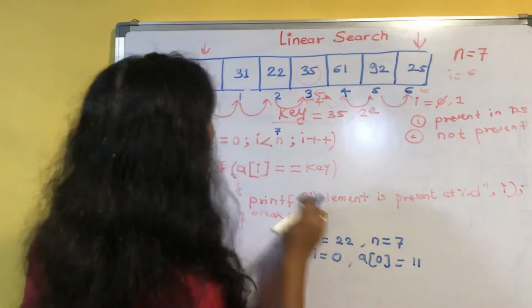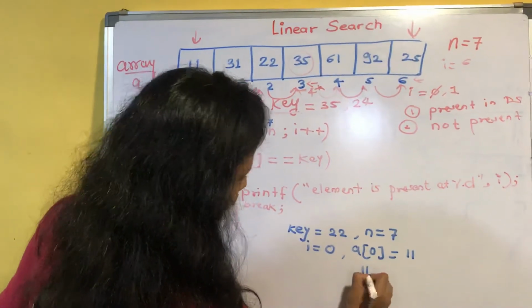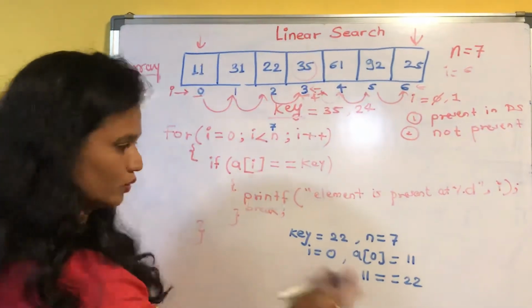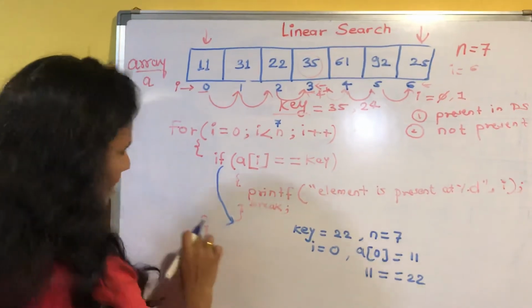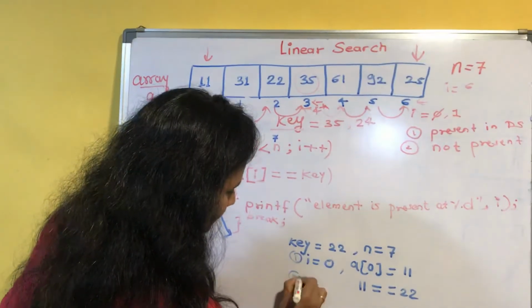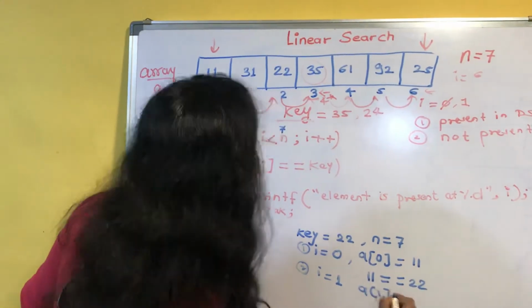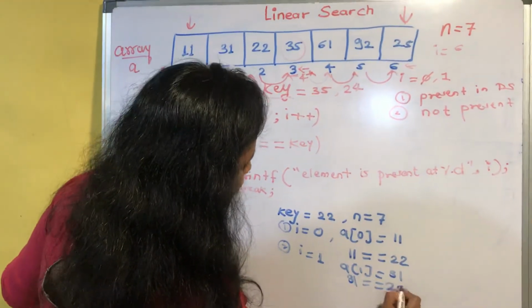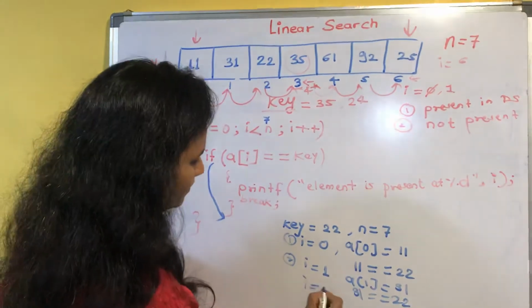We are comparing a of 0 equals key, means a of 0, that is 11, equals key, which is 22. Are they equal or not? No, they are not equal. So control will go here. Again we'll come back here, i plus plus, so the next value will be i equals 1. Again the same will happen. A of 1 is 31. Again we compare 31 with 22. Not the same. Again we'll go to the next element, means i's value becomes 2.